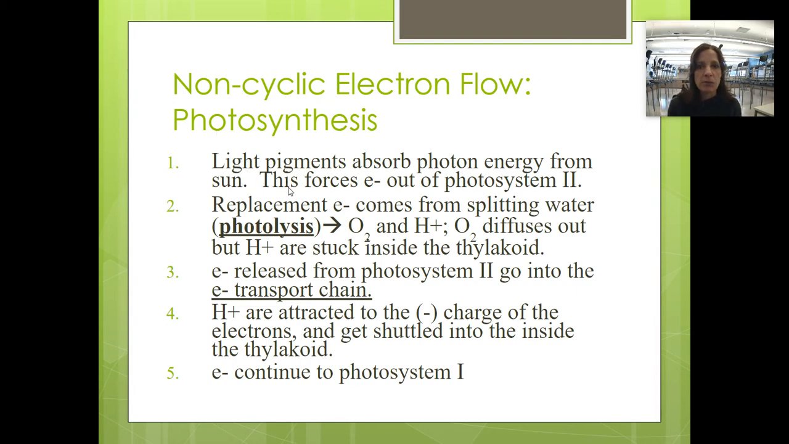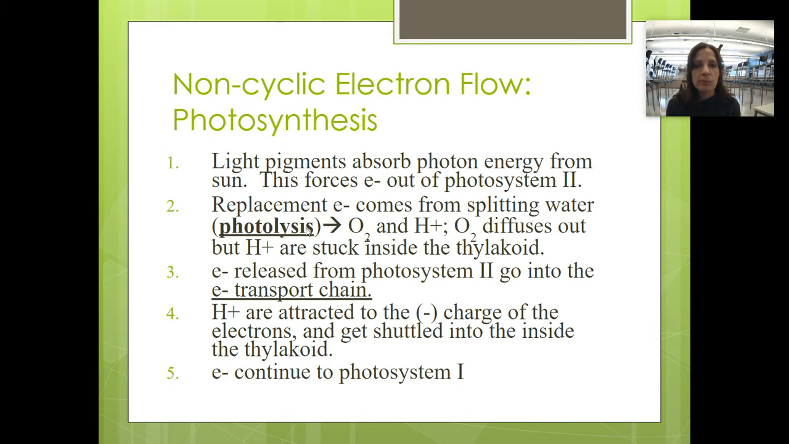Okay, so light pigments absorb photon energy from the sun, and that forces the electron out of photosystem 2. Replacement of that electron comes from the splitting of water. So here's a vocab word I want you to write down. That is called photolysis. So photo means light.